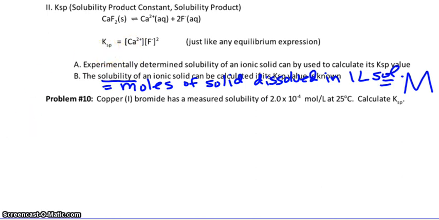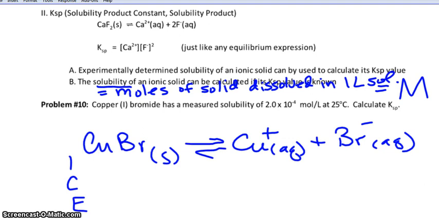So let's check out problem number 10. They're asking us to do that. Notice it says copper 1 bromide has a measured solubility of 2.0 times 10 to the negative 4th moles per liter. That is the number of moles of the copper bromide solid that has been dissolved. So what are we going to set up? Let's set up an ice table because it is an equilibrium setup, so you use an ice table. Go ahead and write down your equation right now.